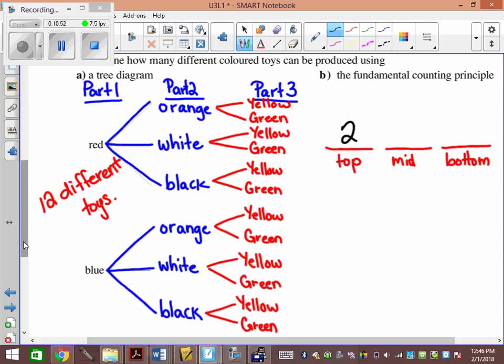So I have 2 options. The middle, how many options do I have? And the bottom? And what's 2 times 3 times 2? 12.